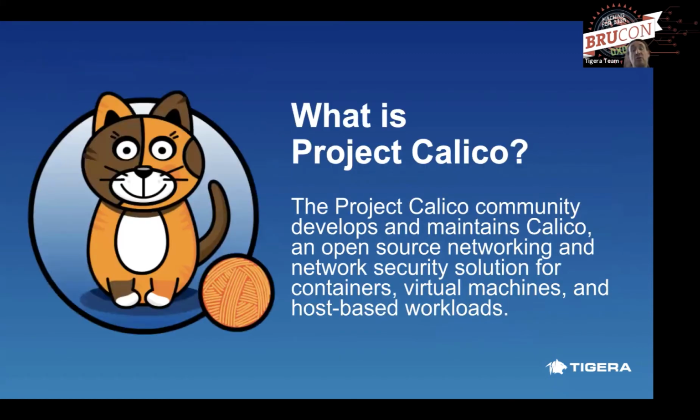So let's switch to Calico. So what is Project Calico? It's one of the biggest, one of the most famous projects inside of typically Kubernetes, because Calico basically implements what is called a network CNI, a container networking interface solution, as well as a network security solution. We typically refer to it as networking for Kubernetes, but it also supports virtual machines as well as host-based workloads.